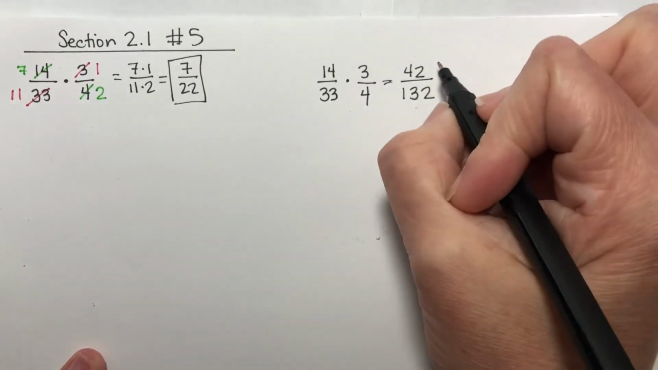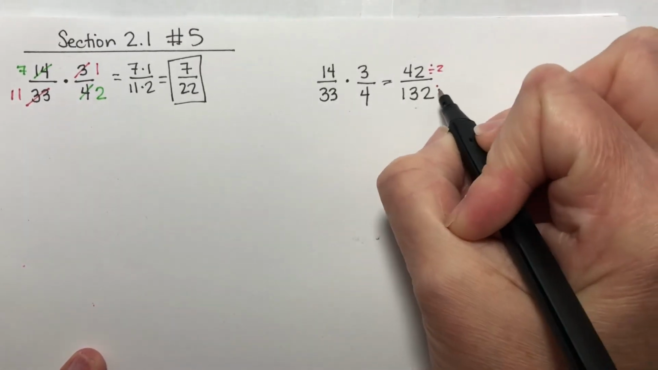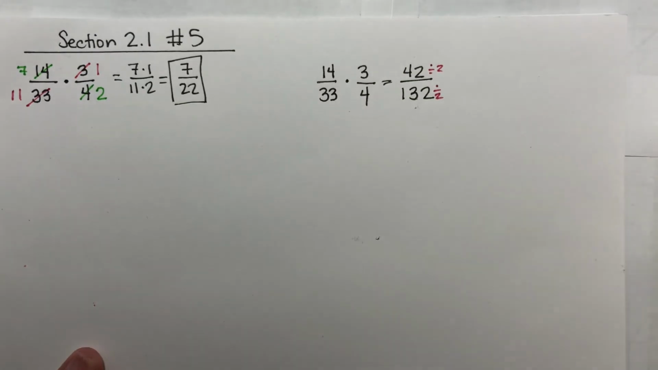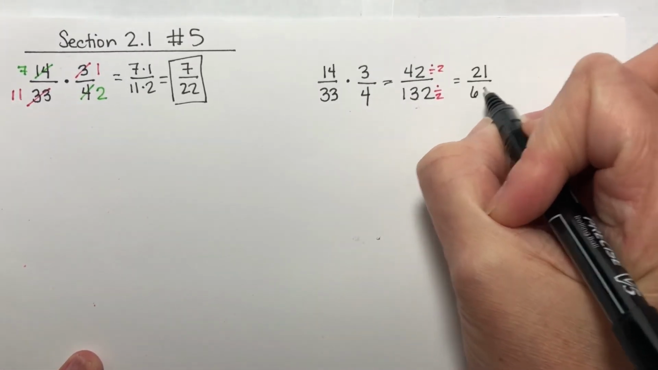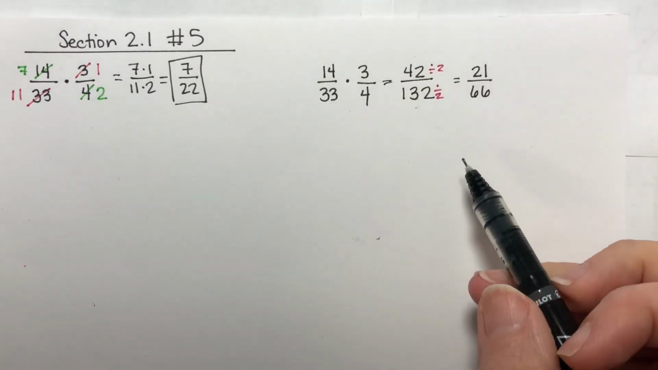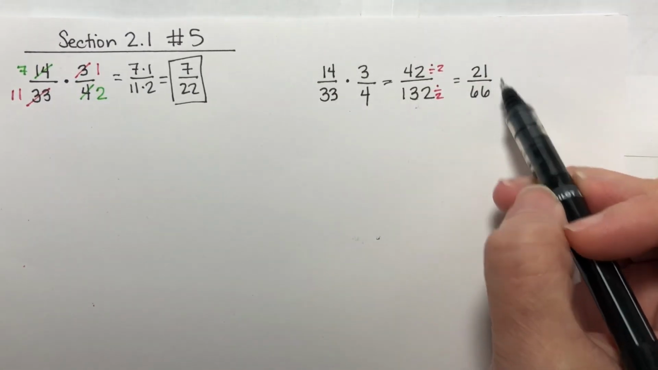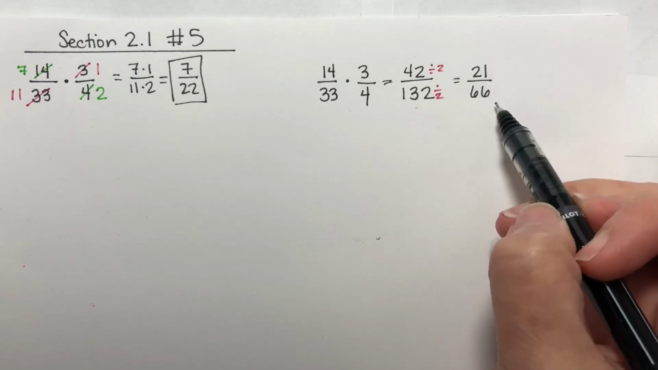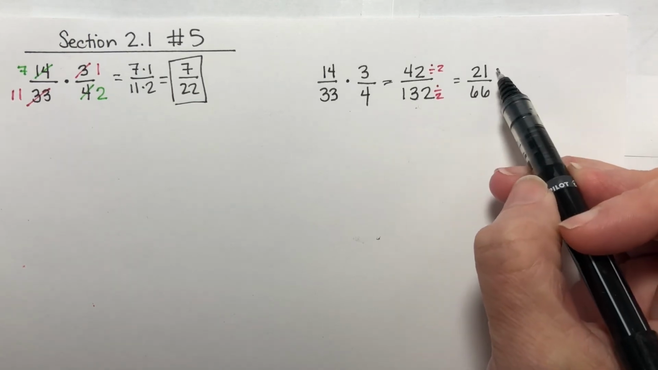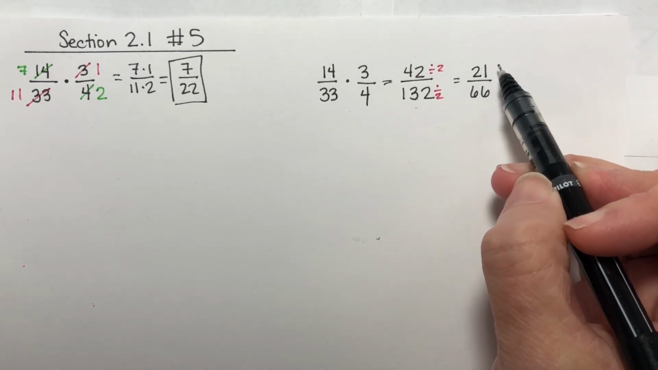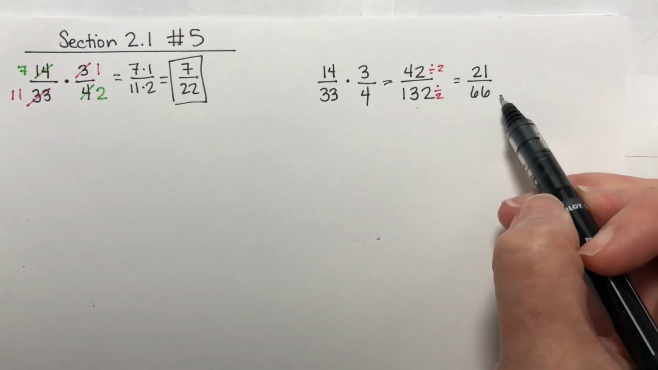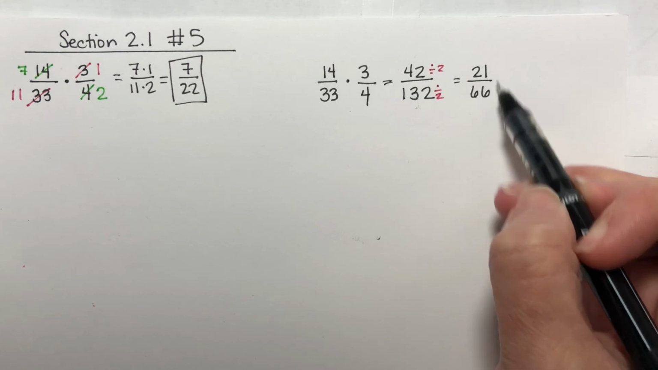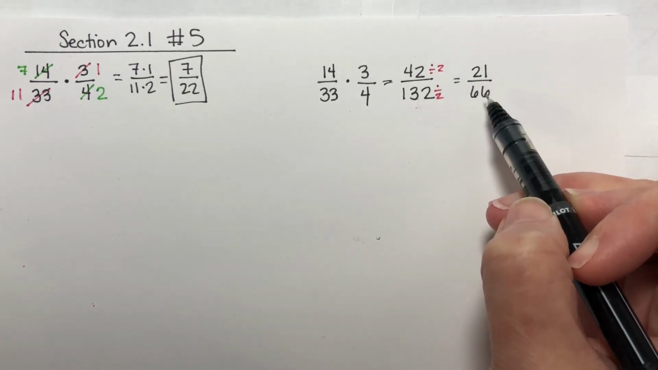So these are both even numbers. So if I divide both of these by a 2, what I get is 21 over 66. Now, what you want to do here is look to see if there's anything else that divides into these two. 21, the only things that divide evenly into 21 are 3 and 7 and 21. So what I might want to do is to check to see if one of those works here. It turns out that 3 does.